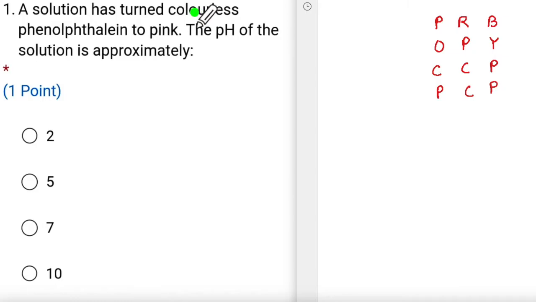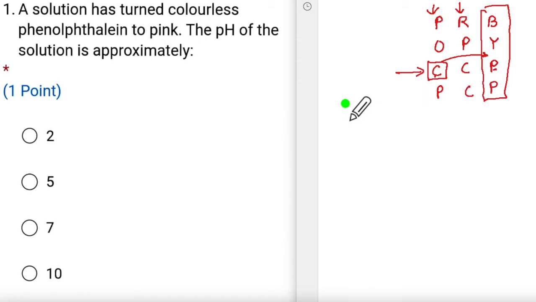Okay, now here this is colorless phenolphthalein. So this is what we are looking for. Colorless has turned pink. Now your first column is for the neutral solution. This one is for acidic and this is for alkaline. So colorless has turned pink, which means it is an alkali. Now, alkali means pH is going to be greater than 7.